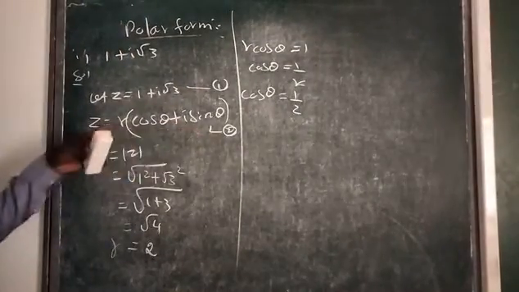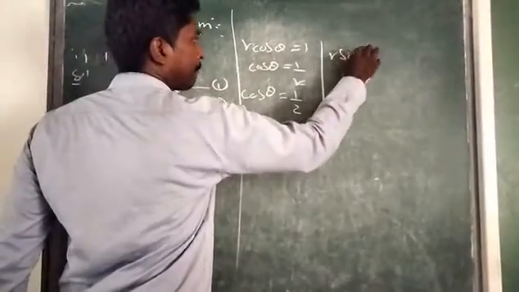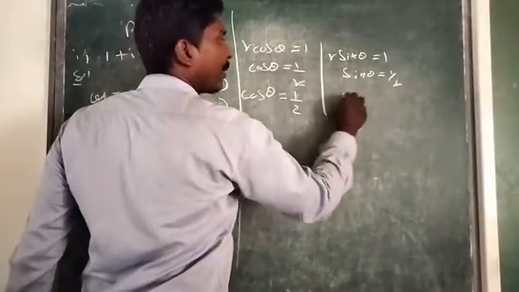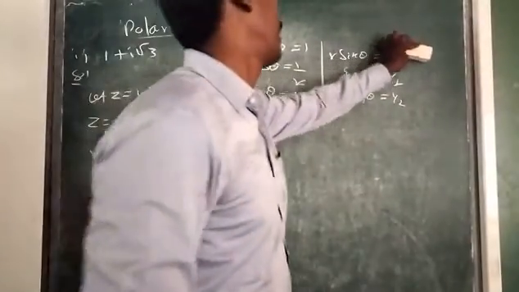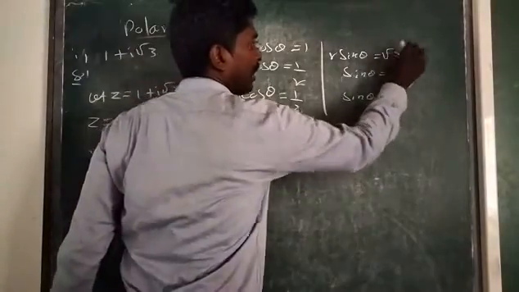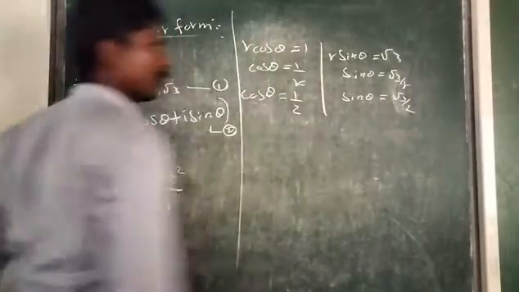Now the imaginary value is r sin theta. So r sin theta equals root 3. Then sin theta equals root 3 by r, and so root 3 by 2. Here the imaginary value is root 3, so please write root 3, not 1.